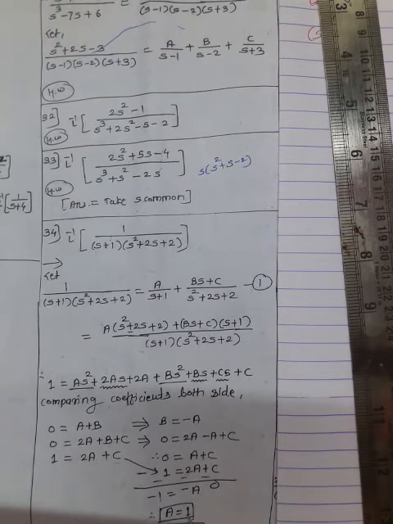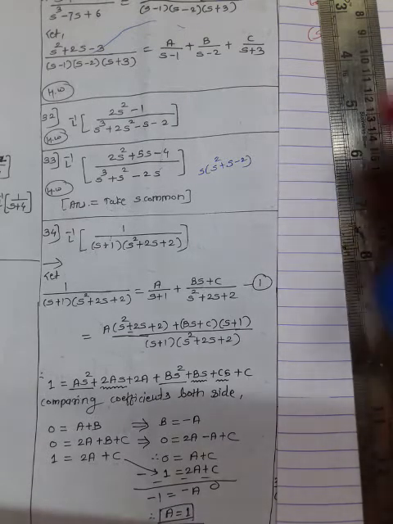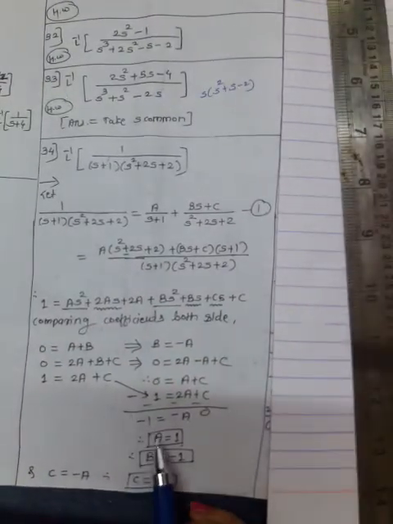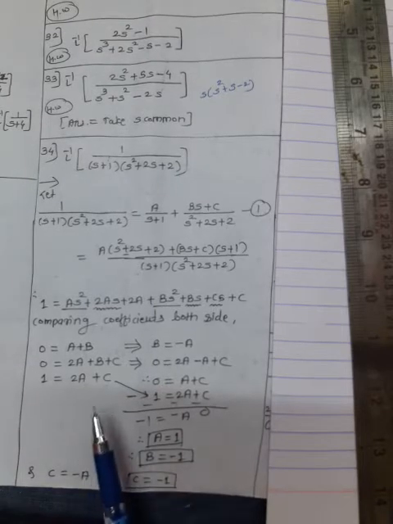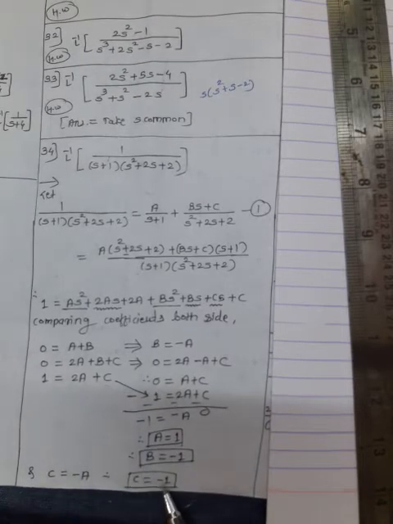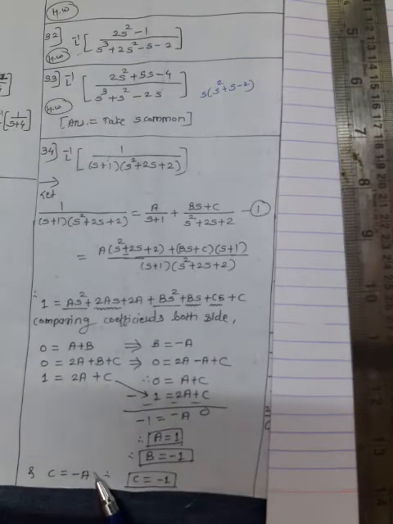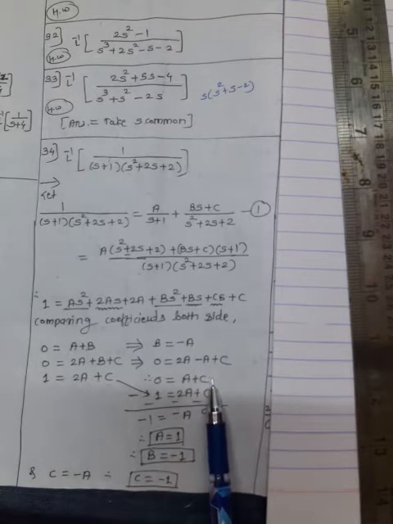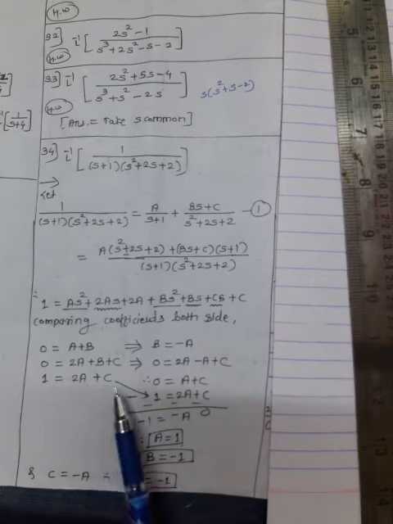That's why a value is plus 1. Once we get one value, you can get the other values easily. Now put this value of a in every equation. We get b is equal to minus 1, and putting it in the other equation, c is equal to minus a, therefore c is equal to minus 1. These are very easy equations, you can easily solve that.